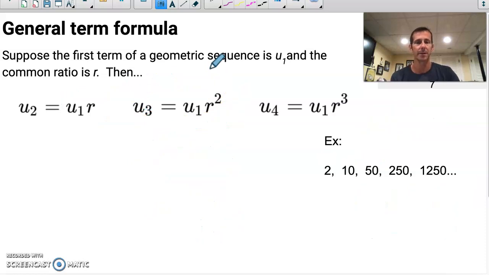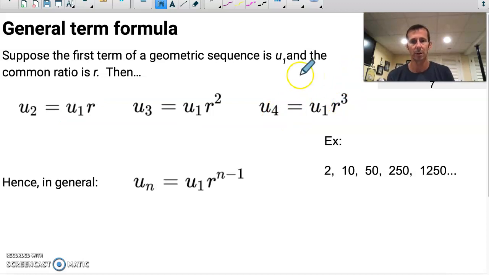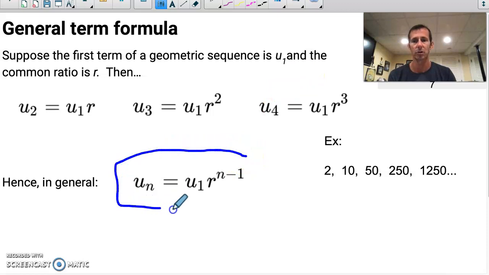So if we just keep going with this idea, notice that first off, u1 is in each one. If I keep doing this, u1 is always going to end up in there. And notice that the ratio also ends up in there, but its power keeps going up by 1. But the power of this is always linked to the term in question. So if I want the second term, the power of my ratio is only 1. If I want the third term, the power of my common ratio is 2. Fourth term, the power is 3. So if we notice that trend, we get to the important formula in general for any geometric sequence.